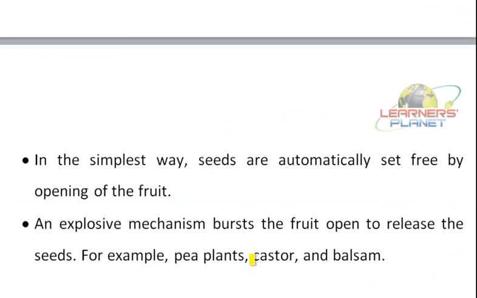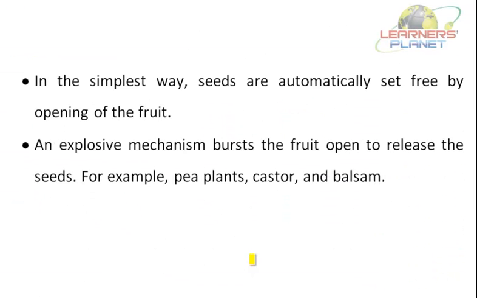So students, in the simplest way, seeds are automatically set free by the opening of the fruit, like an explosive mechanism that bursts the fruit open to release the seeds, for example pea plants, castor and balsam.